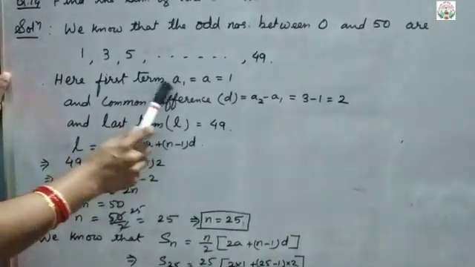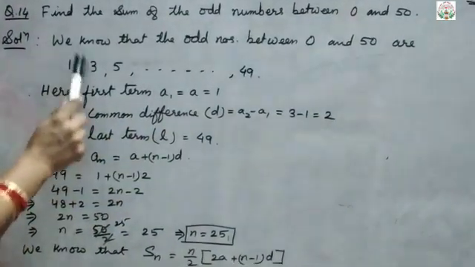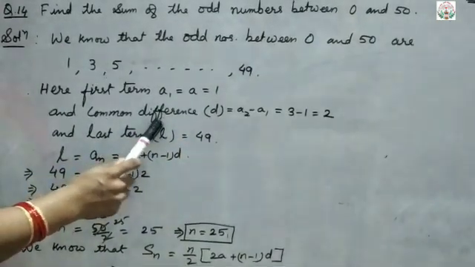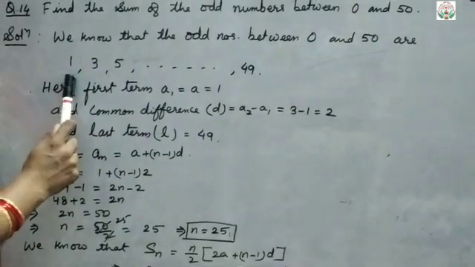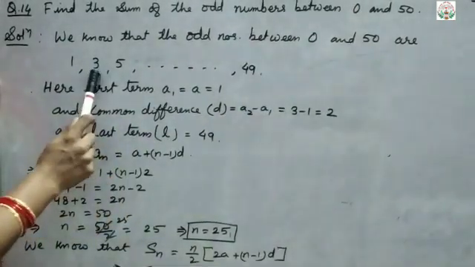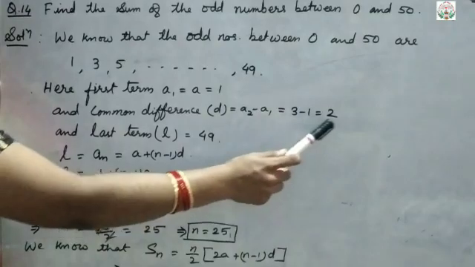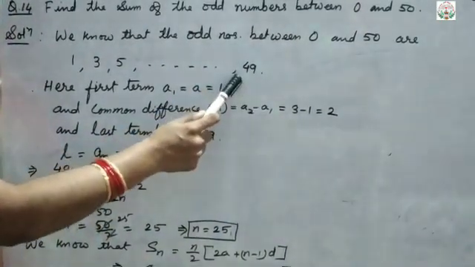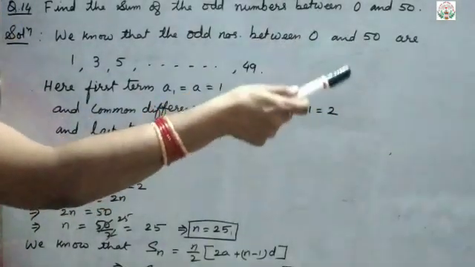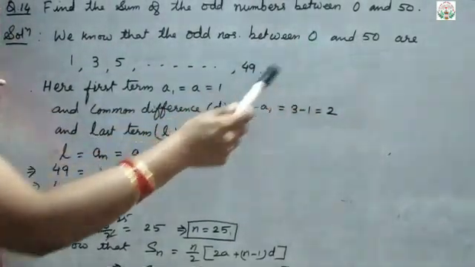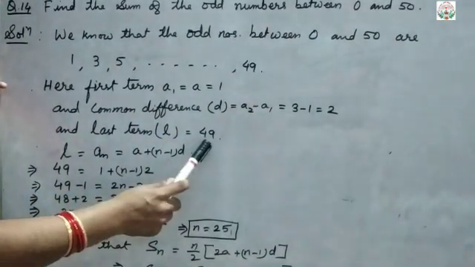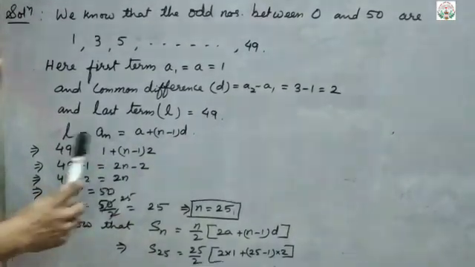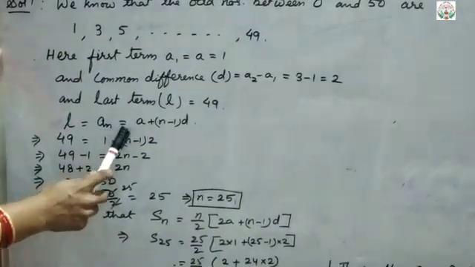Now the first term, that is a1 equals a, equals what? What is the first term? 1. So here 1 will be there. And the common difference, d equals a2 minus a1. a2 is 3, so 3 minus 1 equals 2. And the last term: before 50, what is the odd number? 49. So the last term L equals 49.